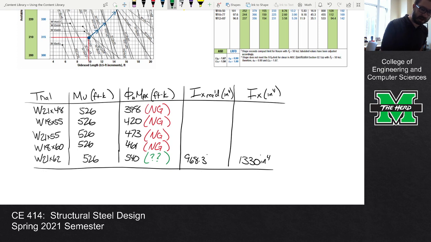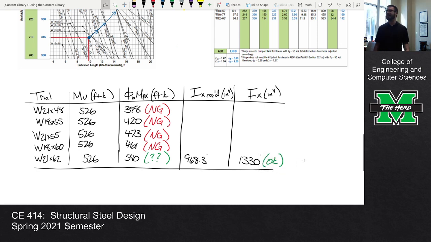And now it looks like we're on to something. So I don't put the units there. Okay, now we're on to something. Now it looks like we're cooking with fire here, because now we have a section that we're pretty sure meets the deflection requirements, assuming we didn't make any calculation errors, and we're pretty sure it's going to meet the moment requirements.